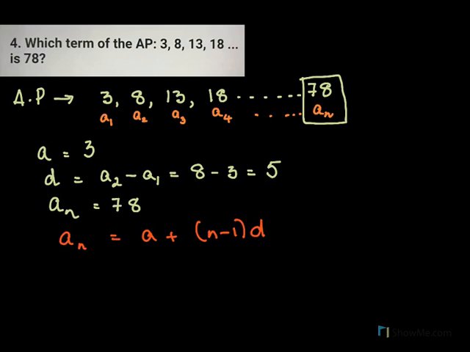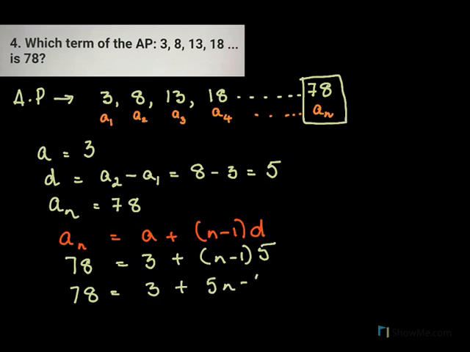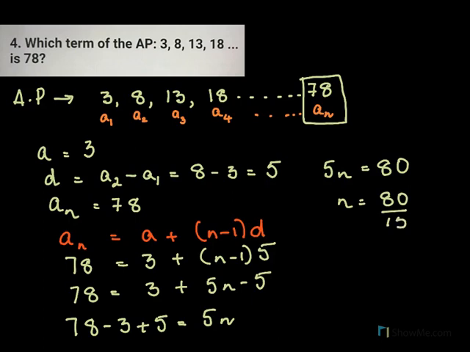So we use this formula for AN is 78, your A is 3, (N minus 1)D is 5. So 78 equal to 3 plus 5N minus 5. So here we'll have 78 minus 3 plus 5 equal to 5N. And the 5N now will be equal to 80. N will be 80 over 5. So N equal to 16.